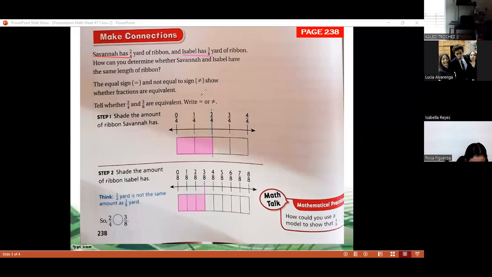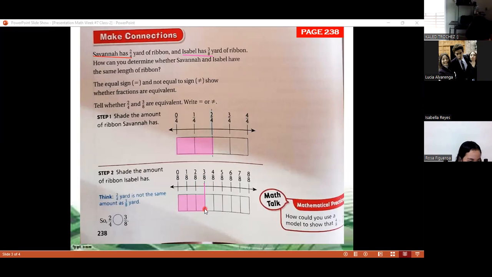Now, look at this. Look at the representation. That 2 out of 4, this part is not the same amount as the 3 out of 8. Why? If you see, I have all this color from here, the same color. I continue and I see that 3 out of 8 is not the same. Look at here. This is the side for Isabel. She has less than Savannah.